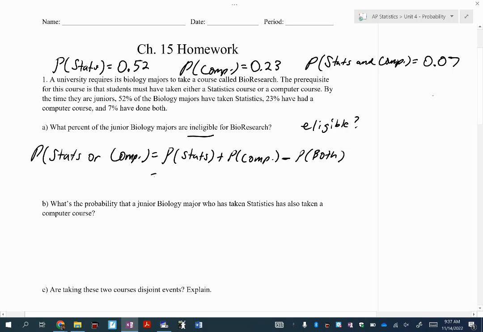All right, and we know all this stuff. Stats is 0.52 plus computers 0.23 minus 0.07.